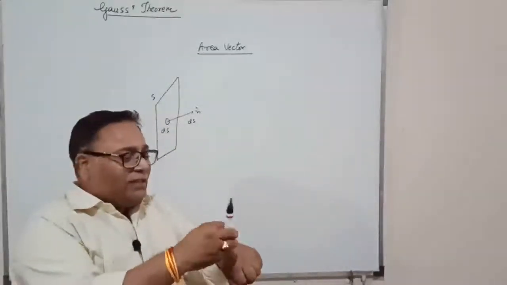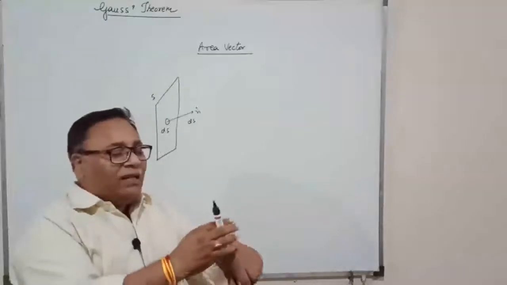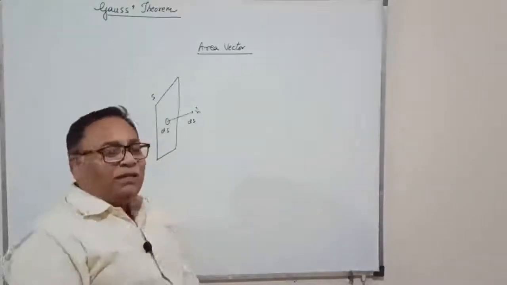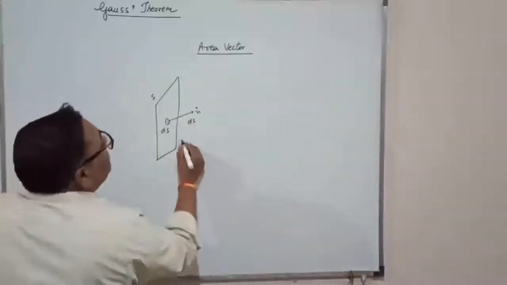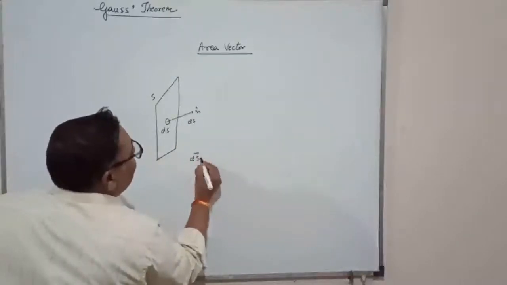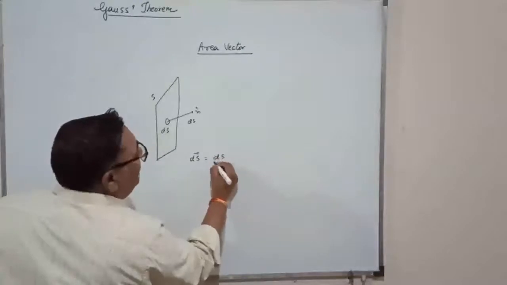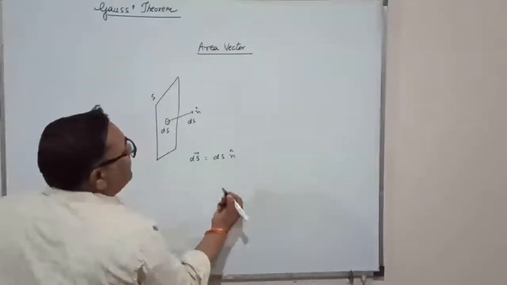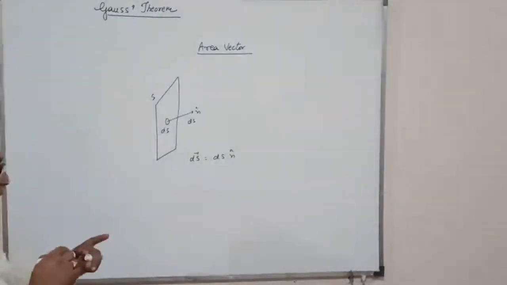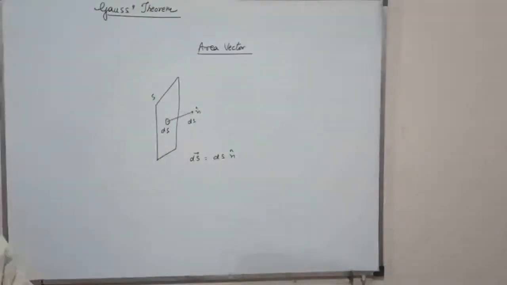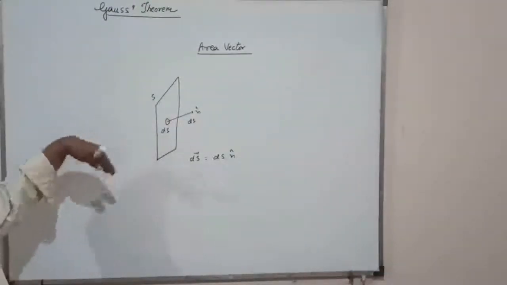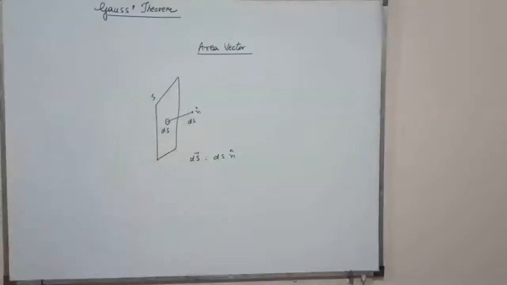If this length is equal to this area and the direction is perpendicular to the surface, then the area vector ds is given by ds, this is the magnitude, and n cap, this vector is perpendicular to the surface. Clear? This term is frequently used in Gauss theorem.